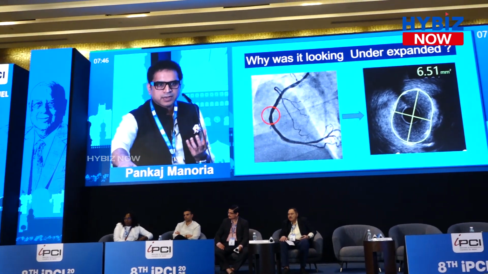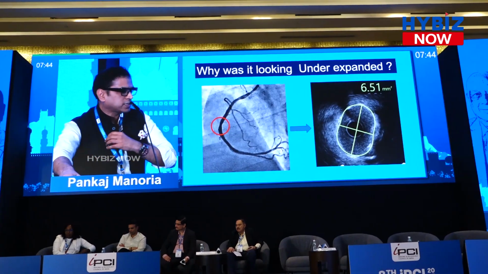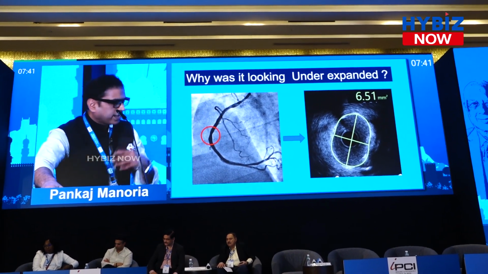It is an eccentric expansion, that is why it was looking like an underexpanded stent. So why was it looking underexpanded? Because angiographically, what we see is that segment. It's a minimum lumen diameter of 2 millimeters that is visible angiographically. But actually, the MSA is 6.5. So what matters is the absolute MSA, not whether the expansion is concentric or eccentric, as in this case.